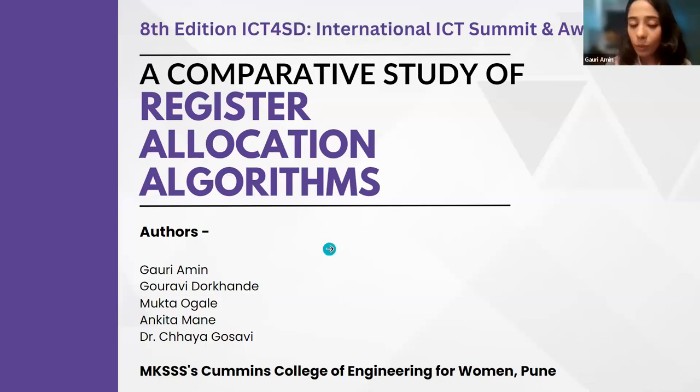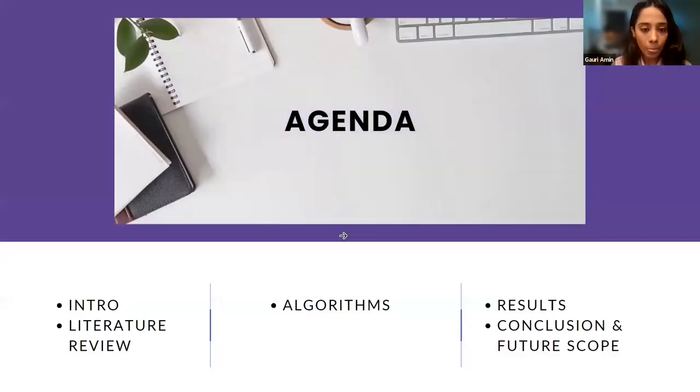Hi, everyone. My name is Gauri Amin, and me and my team are present here today at the conference. Our title for the paper is A Comparative Study of Register Allocation Algorithms. This is the agenda that we'll take you through our presentation: the introduction, a literature review, the 5 algorithms that we have studied, the results, conclusion, and the future scope of our paper.